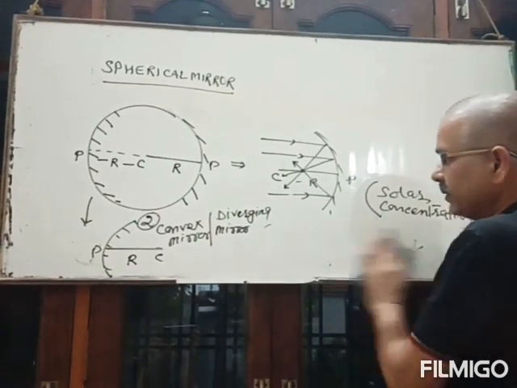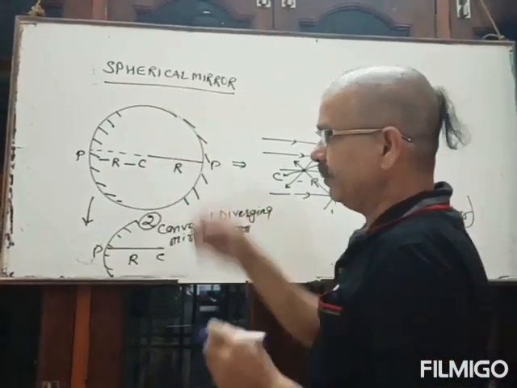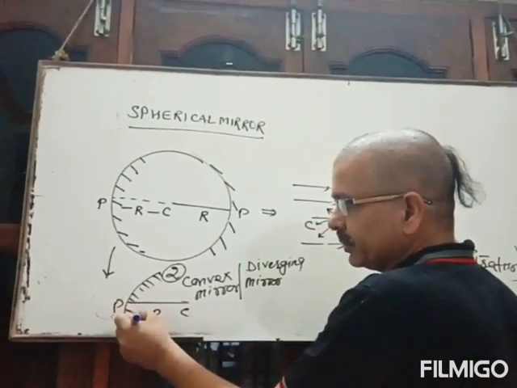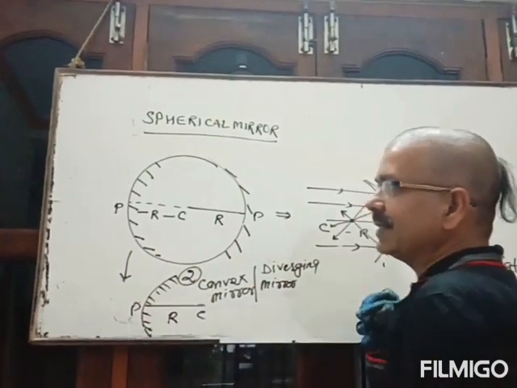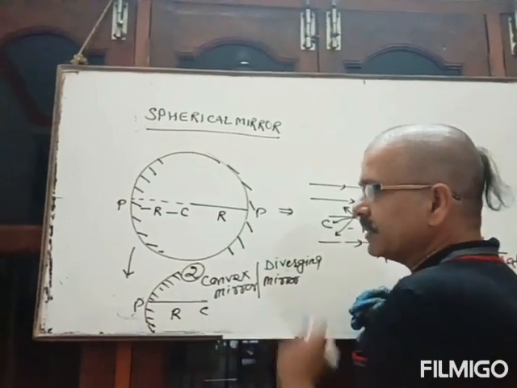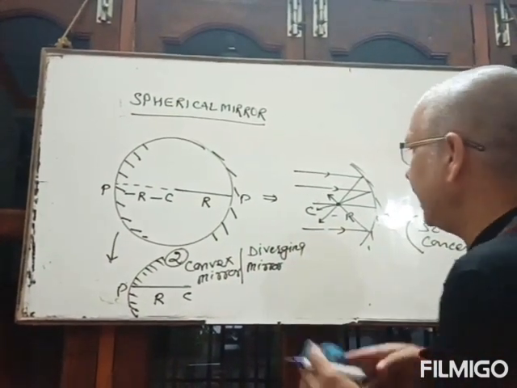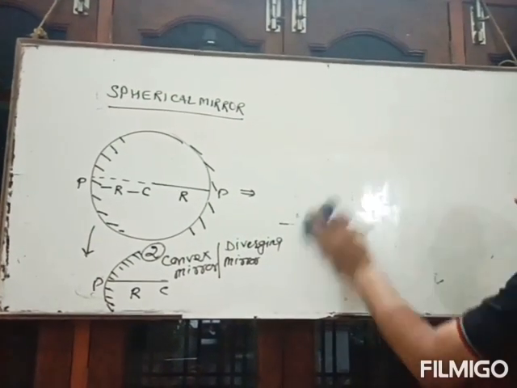Now let's see the convex mirror. It is also a part of a spherical mirror. When its inner surface is polished and the outer surface acts as the reflecting surface, then such a mirror is called a convex mirror. It is called a diverging mirror. Why is it called a diverging mirror?